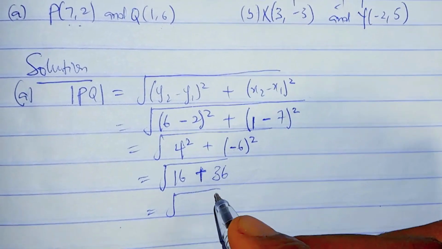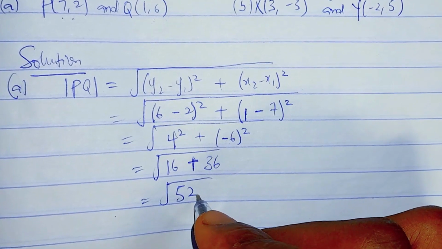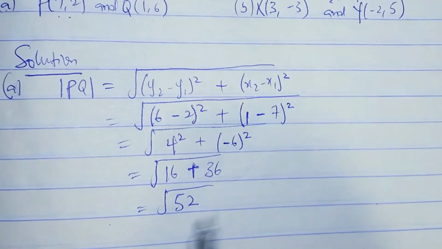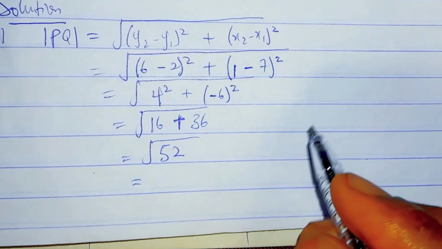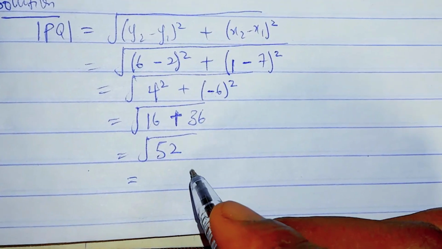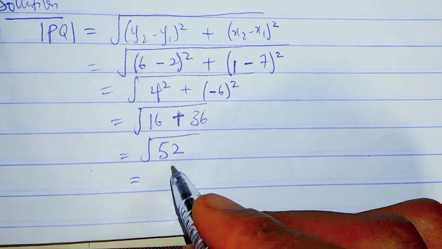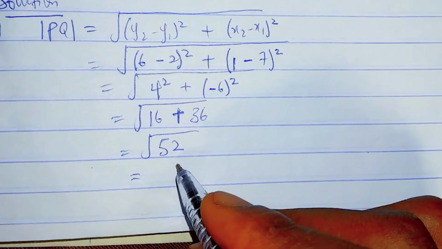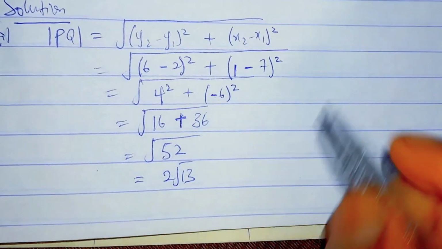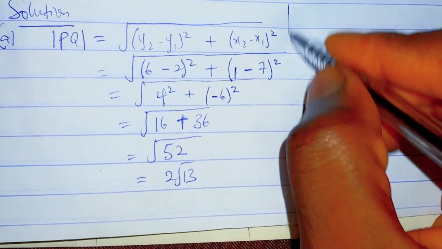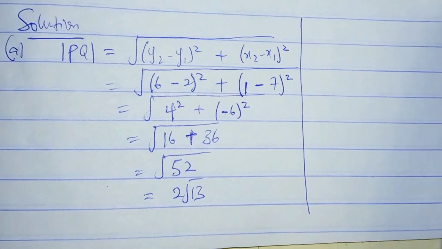Finally, on adding, what do we have? This is 52. Now we can stop here, or you can press your calculator to get the answer, or we can use the short form. Now, what can we multiply together to give us 52? 13 times 4. So that is 2 root 13. Okay. If you want to, make sure you visit my video on surds.